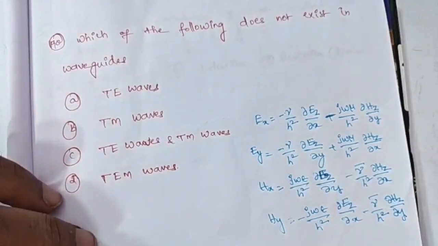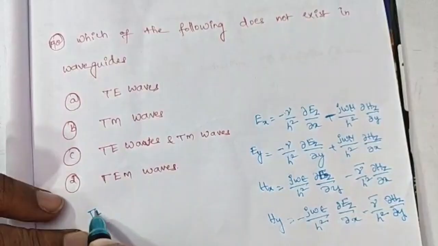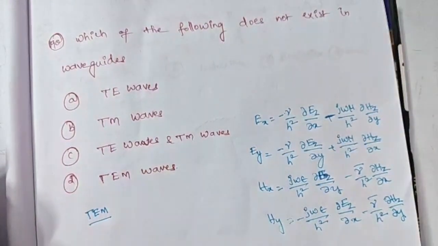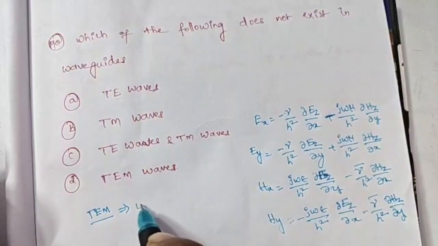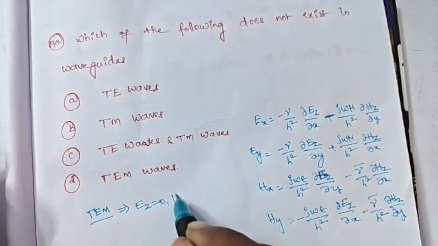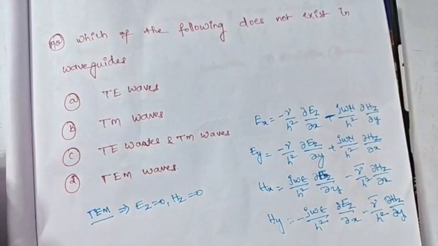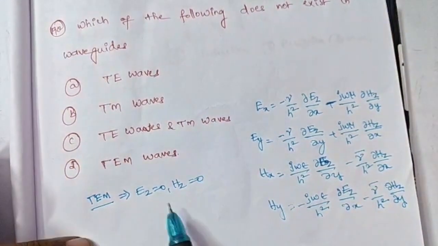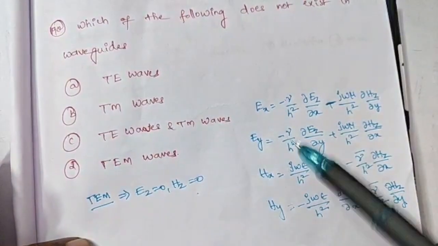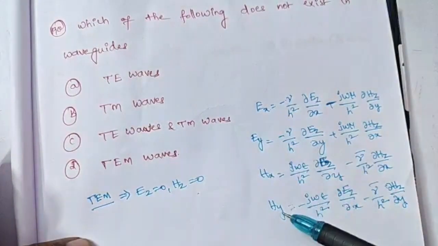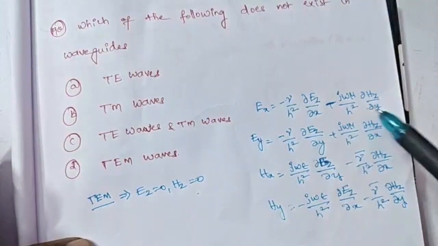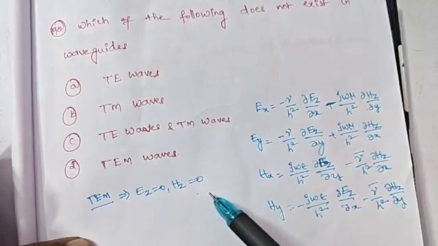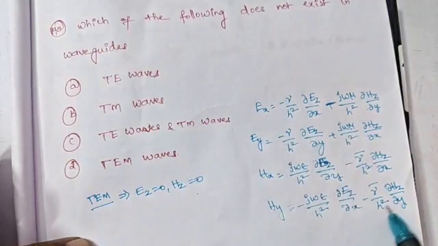If I take a TEM wave, right? TEM wave means transverse electric and magnetic wave. So that means Ez equal to 0 and Hz equal to 0. Right? Ez equal to 0, Hz equal to 0. So if you substitute Ez and Hz equal to 0, all the field components become 0. Because this is 0, this is 0. All field expressions are in terms of Ez and Hz only. So all field components become 0.